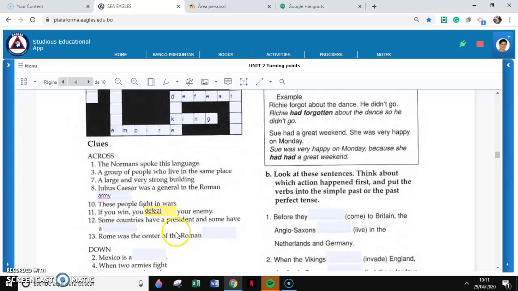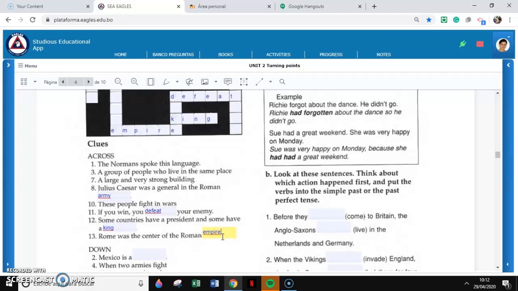Number 12, some countries have a president and some have a king. Number 12, here we have it, king. So number 13 and the last one for the across clues. Rome was the center of the Roman Empire.